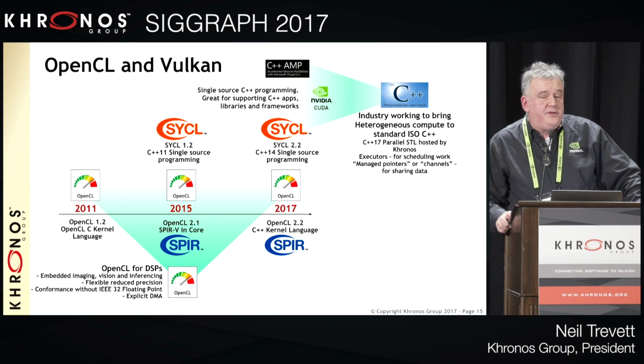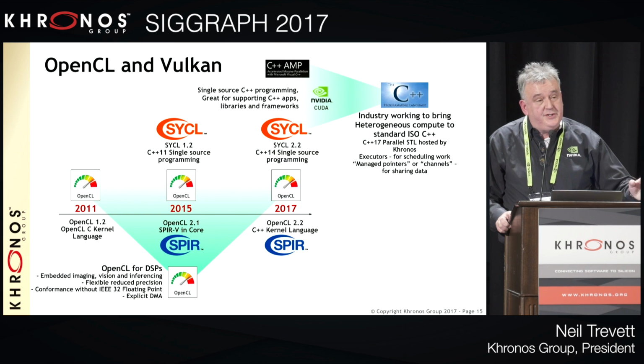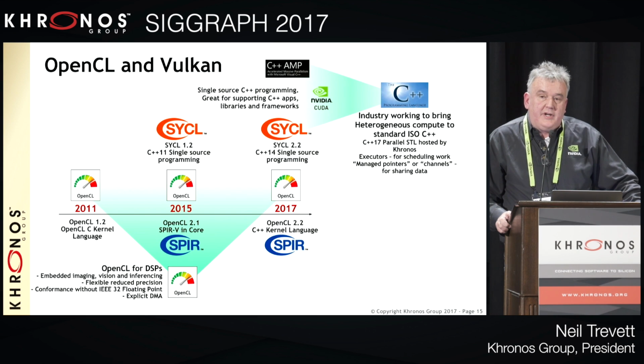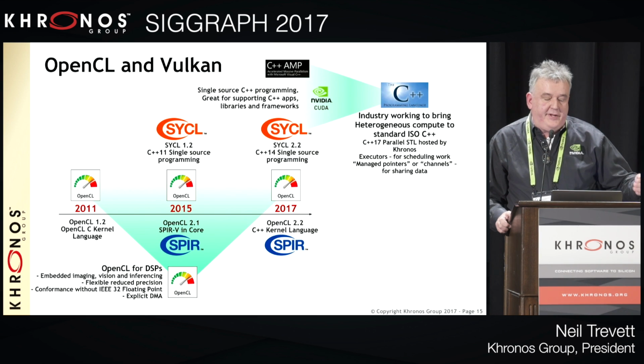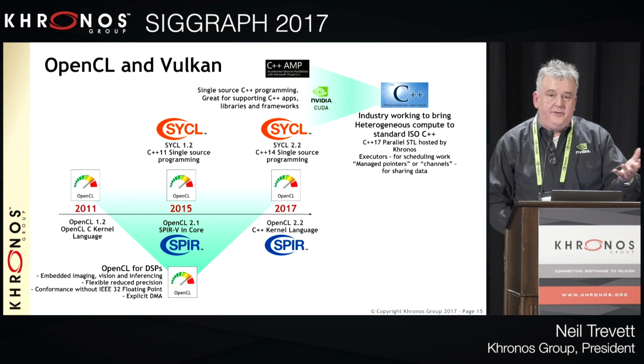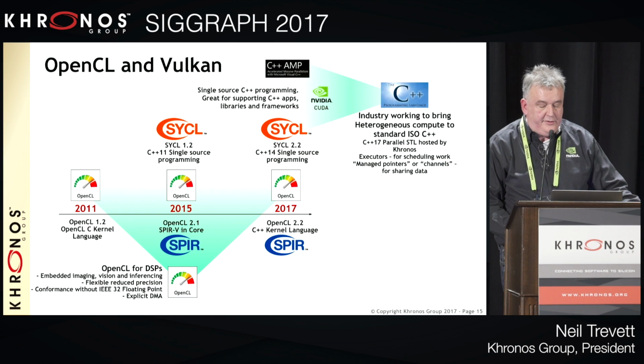But there's a lot of smaller DSPs, particularly for vision and inferencing, that are 8, 16, 4-bit for inferencing. So we're kind of locking them out with insisting on IEEE 32-bit floating point. So we want to do a DSP profile as quickly as we can to bring those DSPs into the fold.